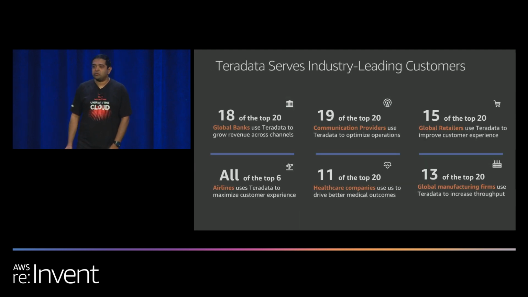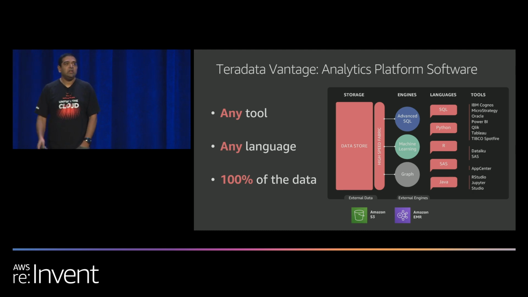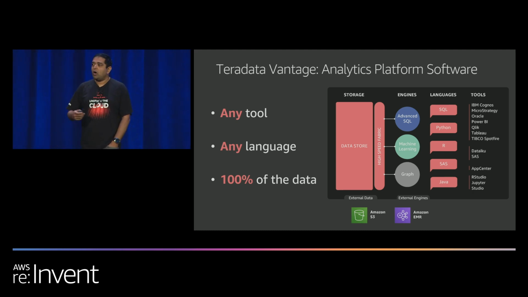Our customer segment spans multiple verticals here. Many of our customers, the common characteristic here is that they have very, very demanding needs: high availability, resiliency, and performance at scale. Our core product on AWS is called Teradata Vantage. So the Vantage value prop is pretty simple. We want our customers to use any tool, any language of their choice to access 100% of their data.